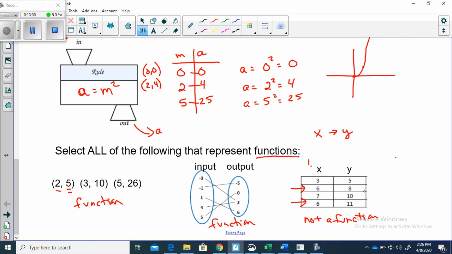The way to tell if something is not a function, each input can only have one output. The 3 has 5. Here the 6 has 8, but here the 6 has 11. You can't have 6 with an output of 8 and 6 with an output of 11. Okay, that does not work. If you put 6 into your function as your input, you can't get out 8 one time and 11 the next. So this is not a function. For the input of 6, there are two different outputs, 8 and 11, so it is not a function.